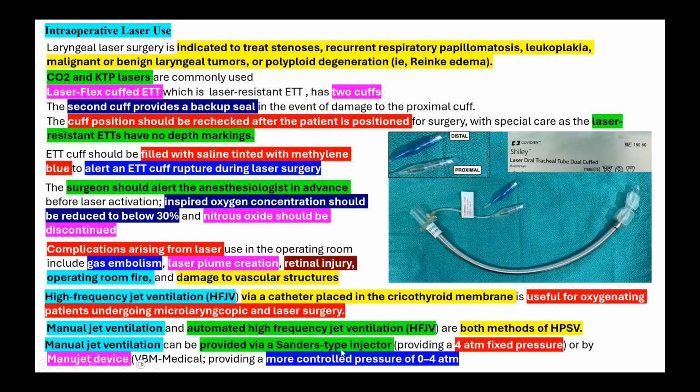So in the Sanders, if you deliver 10 liters of oxygen, it will entrain air from the atmosphere when it is delivered through a small nozzle because of the Venturi principle, and the volume delivered will be more, but the oxygen concentration will become less. That is the important thing about the Sanders jet ventilator. And 4 atmospheric pressure is quite a high pressure, so the chances of barotrauma are high. To control that, they made another part of it, what is called the manual jet, where you can adjust the pressure between 0 to 4 atmospheres by pressing it. I will show you the picture of all those things.